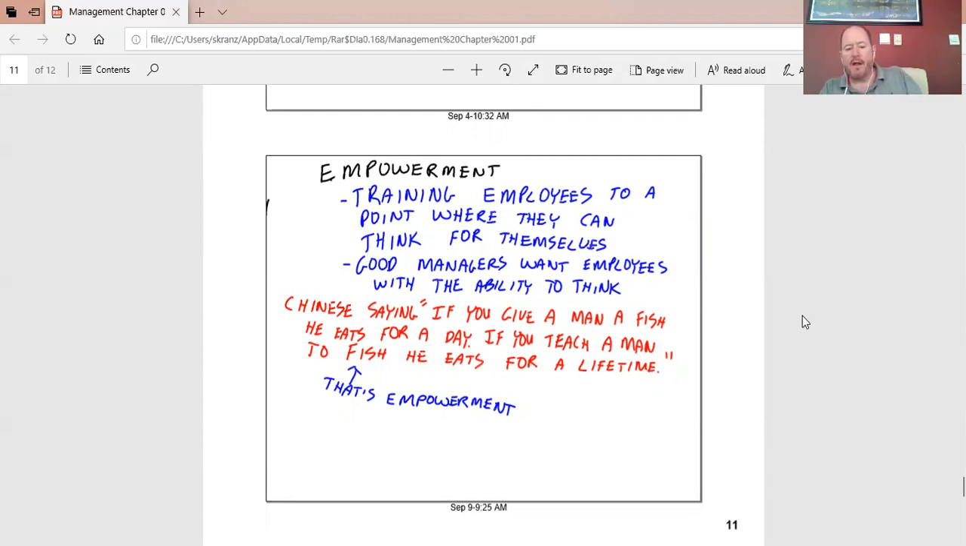So when I talked about this in class, I gave the Chinese saying that if you give a man a fish, he eats for a day. If you teach a man to fish, he eats for a lifetime. That's empowerment. When you have employees that know how to fish, they don't need to be given a fish every day. That's empowerment.